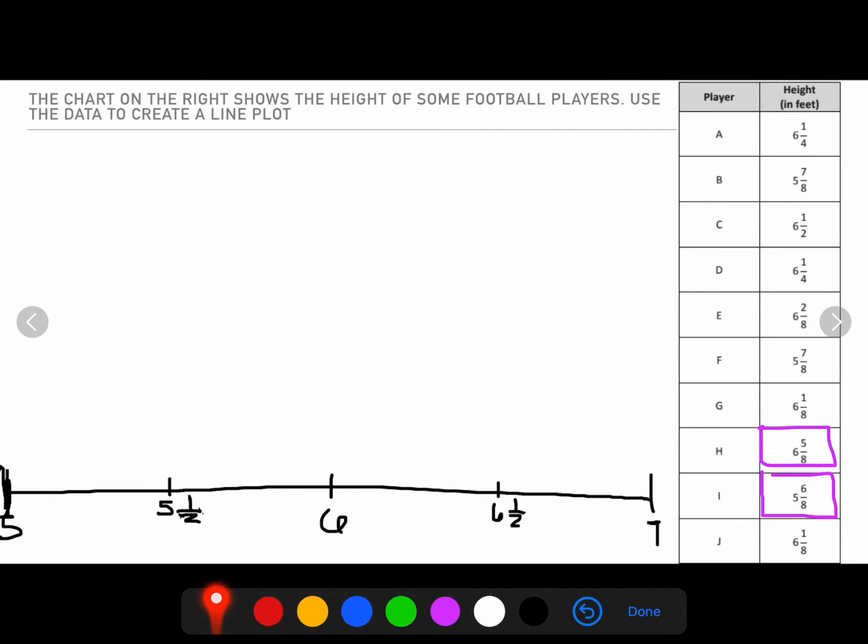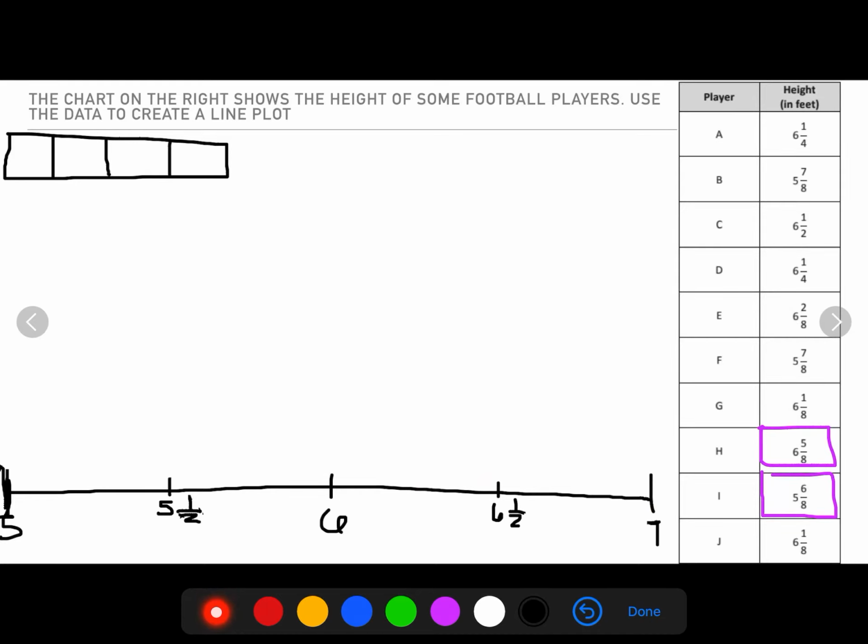Now that I've filled in the bare minimum of my line plot, it's time for me to begin plotting. I'm going to start with player A. Player A is 6 1/4 feet tall. I want to figure out where I need to place player A on my line plot. In order to do that, let's go ahead and look at 1/4. Because I know that player A is 6 1/4 feet tall. So I know that player A is going to be between 6 and 7, but I don't know exactly where.